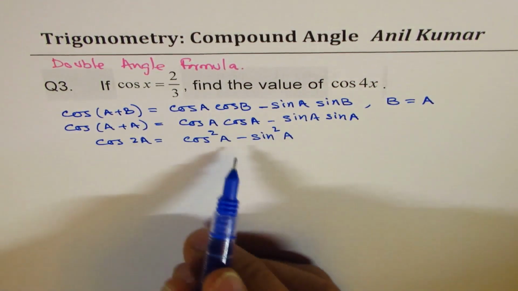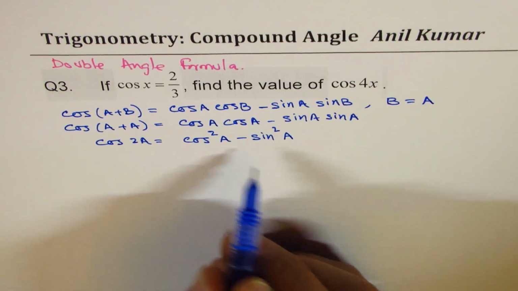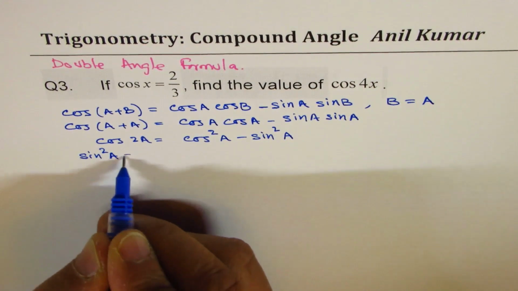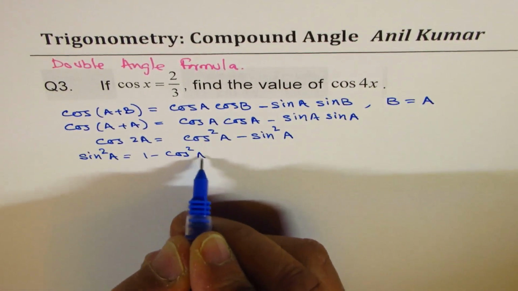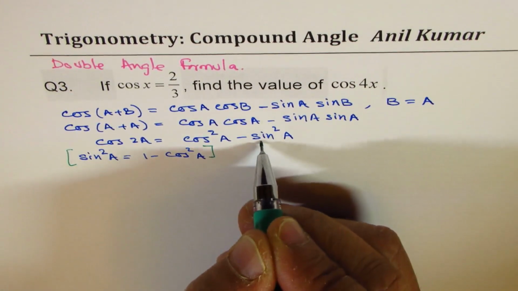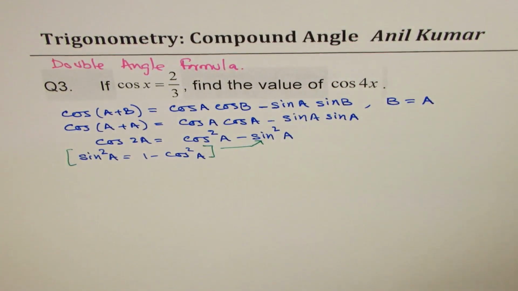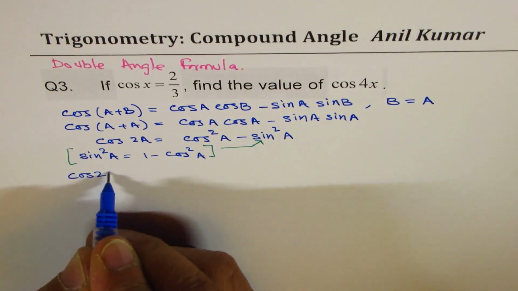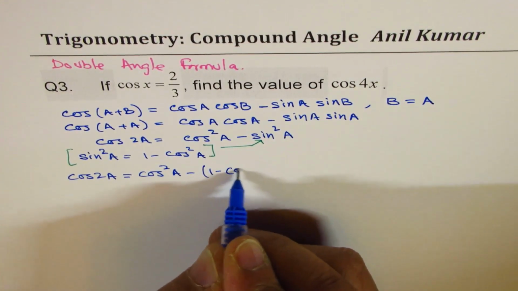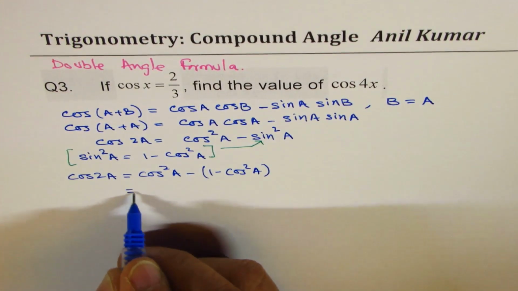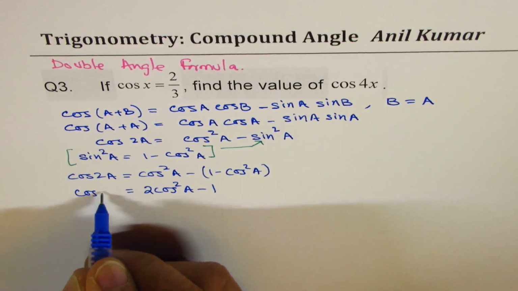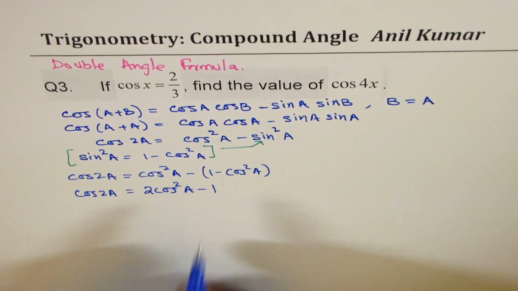Now, in this formula, if I make a substitution as sin square a is 1 minus cos square a, correct? So if I do this substitution here, what do I get? I get cos 2a equals cos square a minus (1 minus cos square a), which gives me 2 cos square a minus 1. So we get cos 2a equals 2 cos square a minus 1.